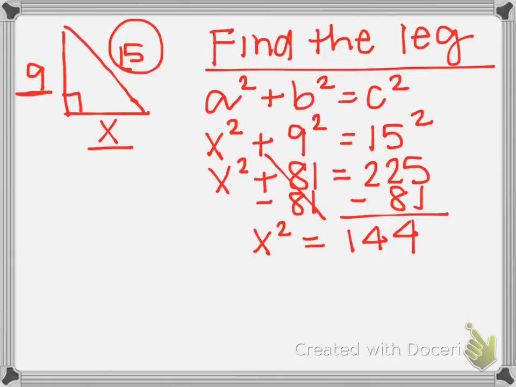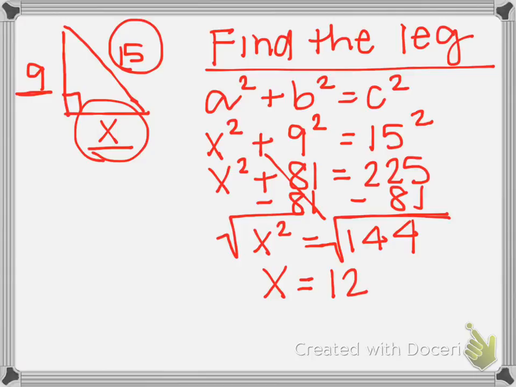Now one more step and we will have the length of our missing leg. So remember, like the last problem, we're going to have to take the square root of both sides to get x by itself. So if you type into your calculator the square root of 144, we will get 12.